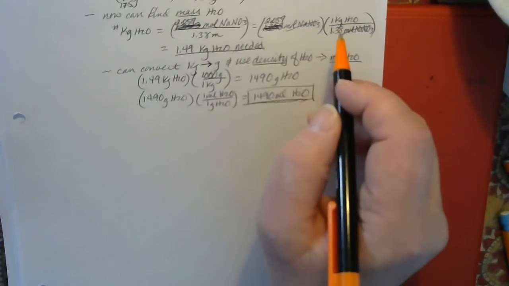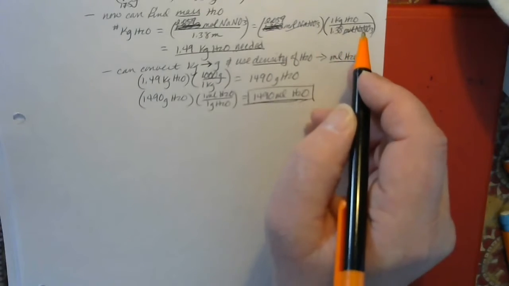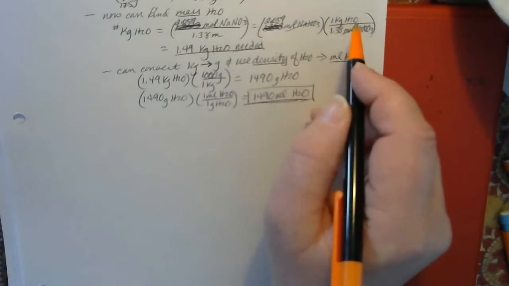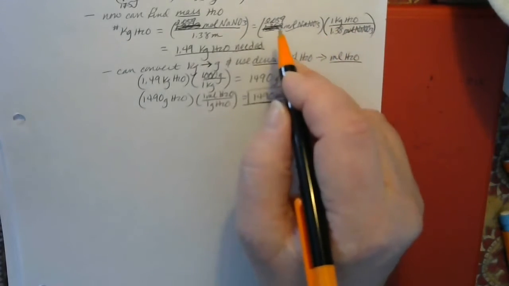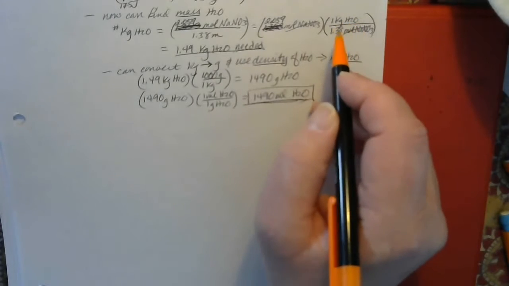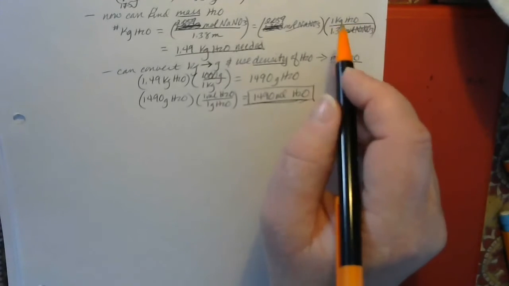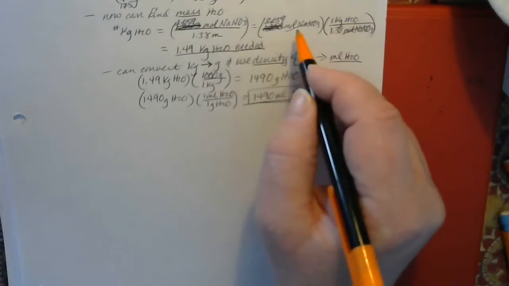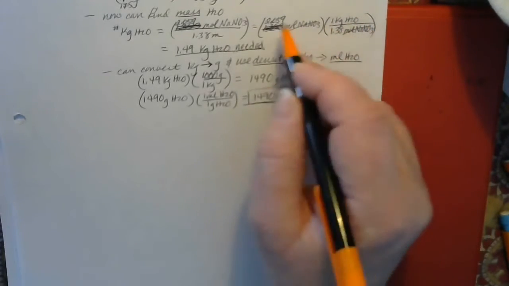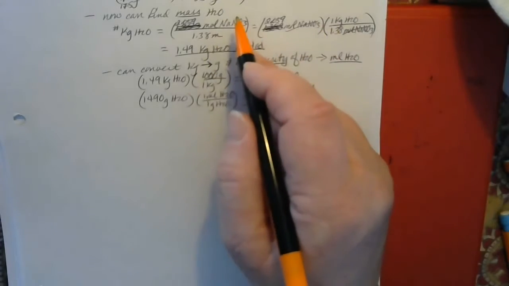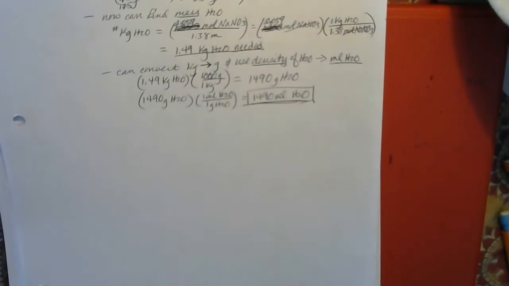So the molality is 1.38 moles of NaNO3 per kilogram of water. Turning that upside down means we're multiplying by 1 kilogram of water over 1.38 moles of NaNO3. We want the water on top because that's what we're looking for, and we want moles of NaNO3 to cancel. And that's what happens when you divide number of moles by molality.